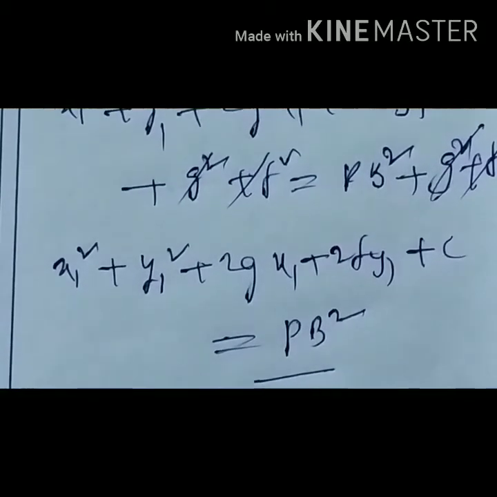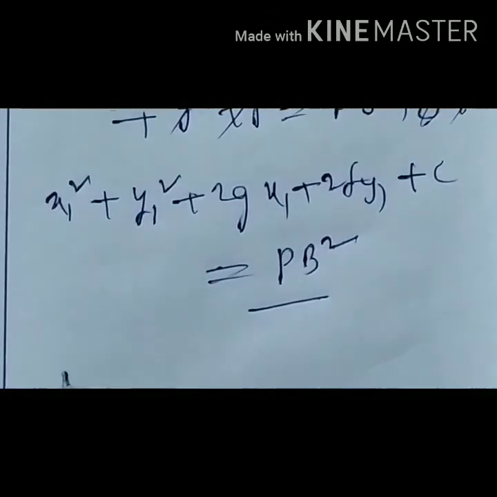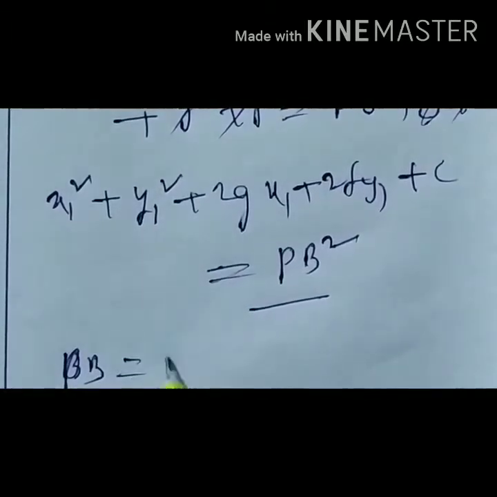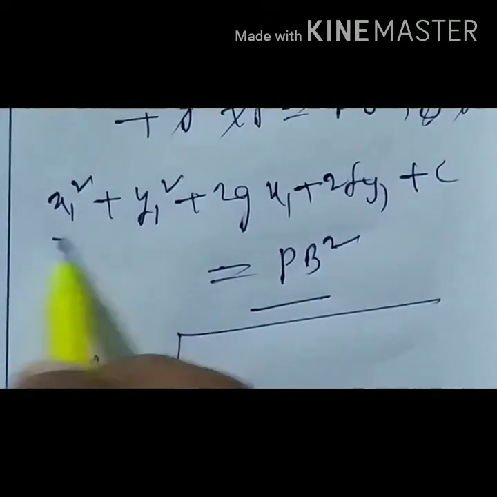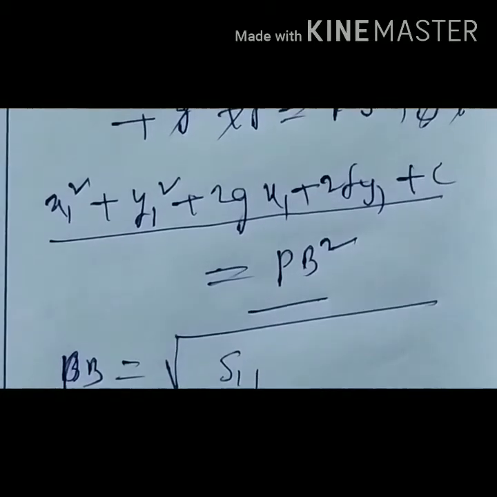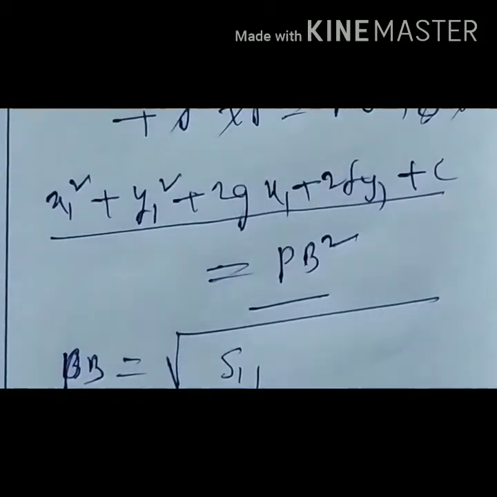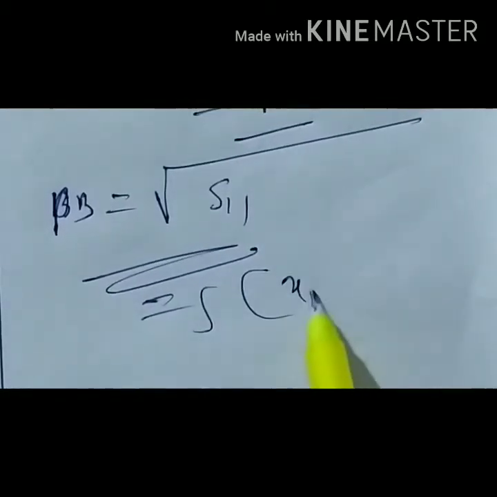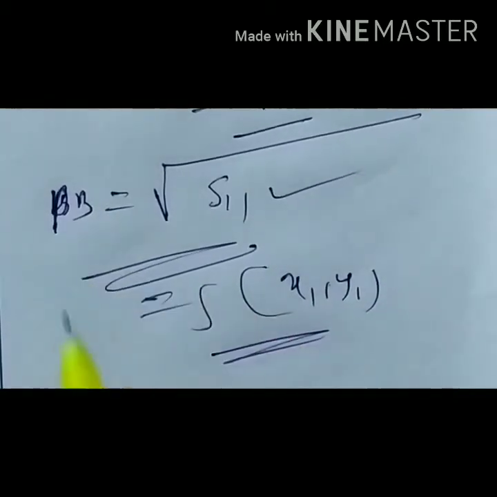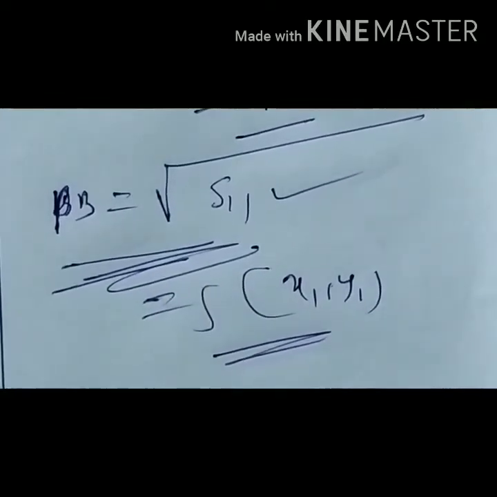This is PB square, but we need PB. Therefore, PB is equal to the square root of this, which is nothing but S11. Therefore, S is evaluated at (x1, y1). That is nothing but S11. Therefore, the length of the tangent is equal to root S11, this is the result.